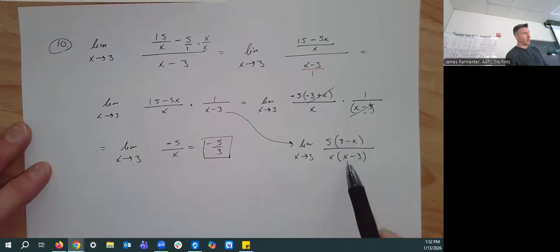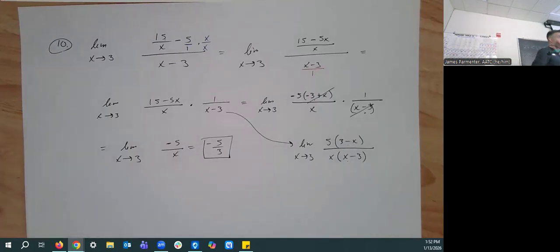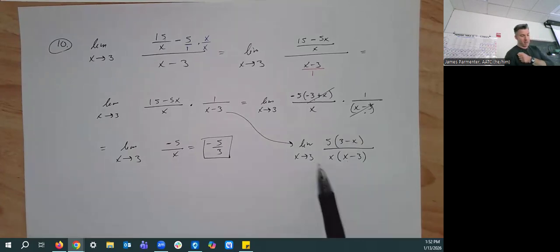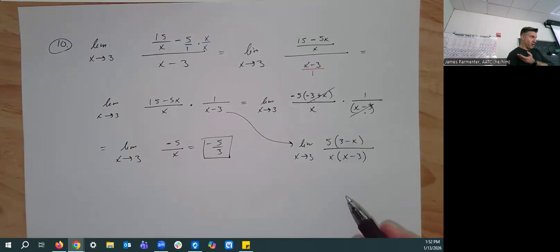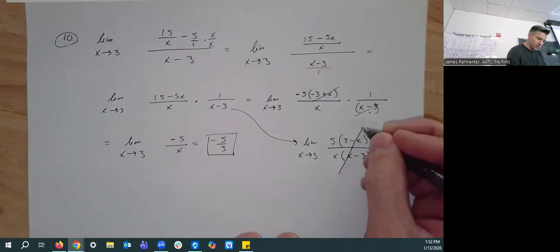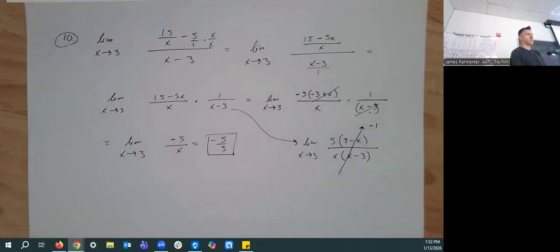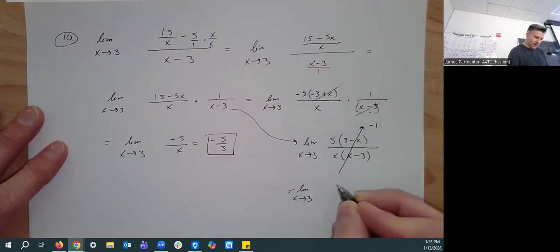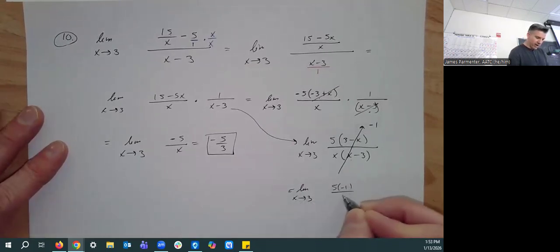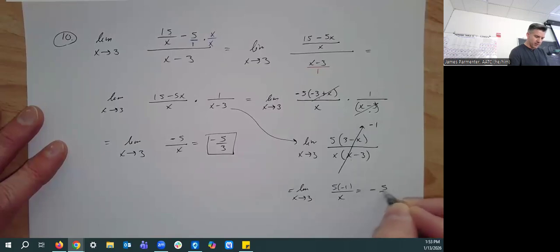3 minus x and x minus 3, unless x is equal to 3, which is not because it's the limit as x approaches 3. So since x is never 3, 3 minus x and x minus 3 are always going to be opposite numbers that aren't 0, and they're always going to divide to negative 1. So then you could have said this is the limit as x approaches 3 of 5 times negative 1 over x, and then it's still negative 5/3.